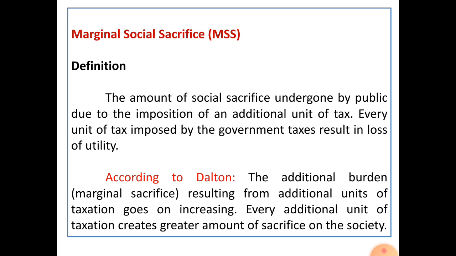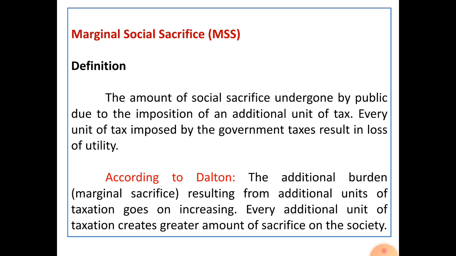We have two concepts: marginal social sacrifice and marginal social benefit. What is the general definition of marginal social sacrifice? It is the amount of social sacrifice undergone by the public due to the imposition of an additional unit of tax. We have to remember that marginal is nothing but additional. Whenever the government imposes an additional unit of tax on different types of goods, the people experience sacrifice. It is called the social sacrifice.